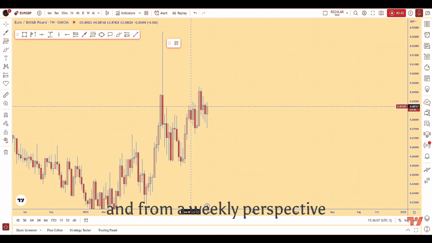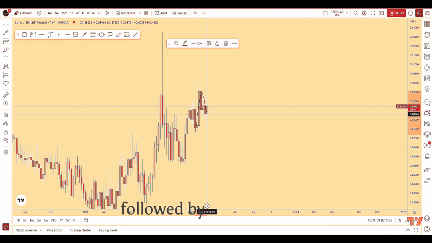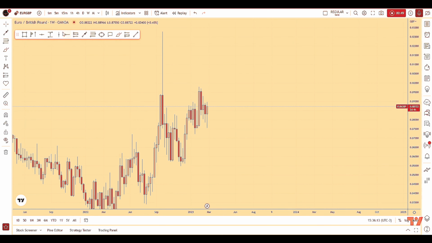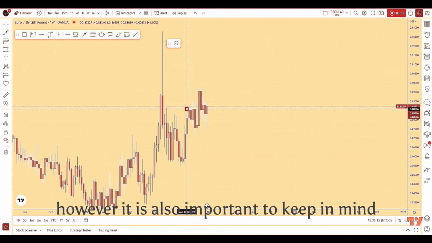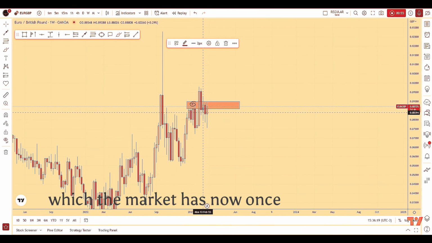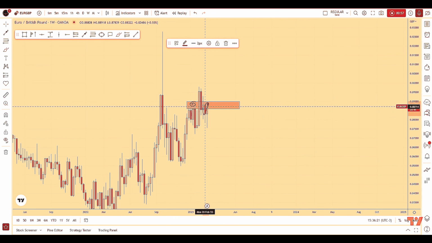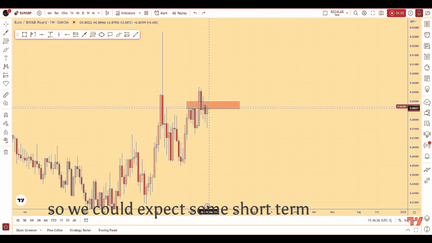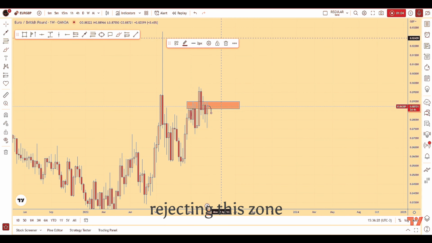Now, from a weekly perspective, we can see a strong impulse followed by the correction, and at the moment the market is trying to create the continuation to the upside. However, it's also important to keep in mind how this previous area of resistance, which the market has now once again broken below, is currently still acting as resistance, so we could expect some short-term weakness rejecting this zone.